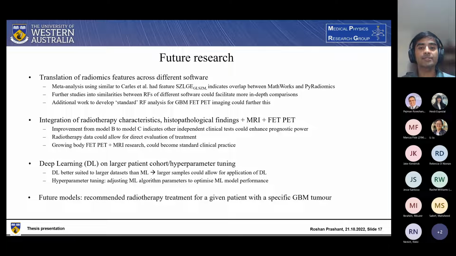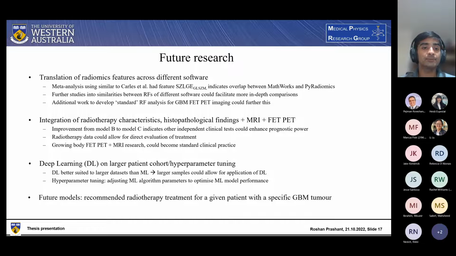And so larger samples of patients could facilitate the application of deep learning and provide a new insight into the relationship with overall survival. And furthermore, something known as hyperparameter tuning, whereby the machine learning algorithm parameters are adjusted to optimize model performance, could also be implemented to further enhance the performance of these machine learning models.